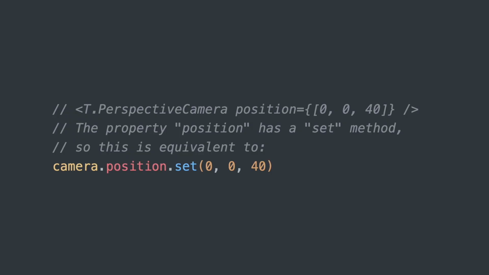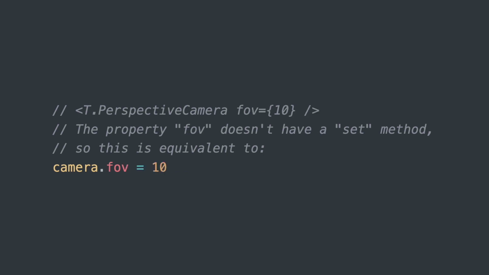So if there is a method called set on the value with the name of a certain component prop, it will be called with the values of the property. And if not, the property will be set as is. That's nearly all there is to it, and it sounds more complicated than it is.